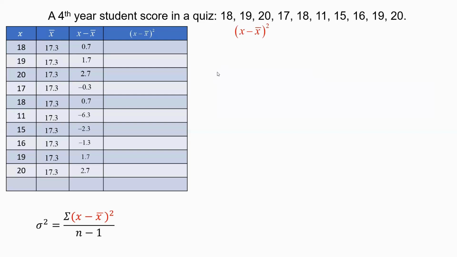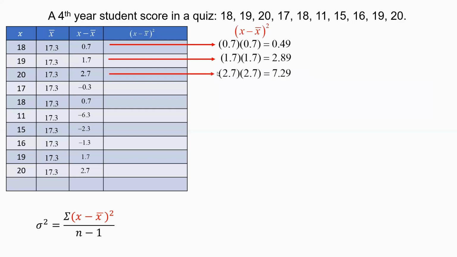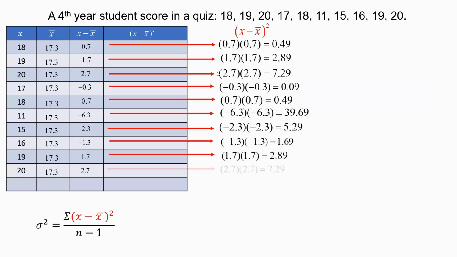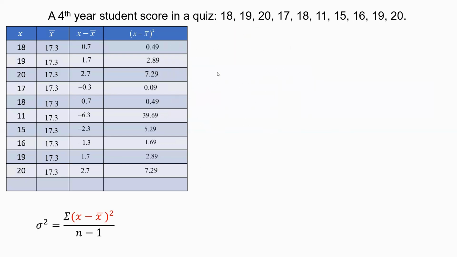So we are going to take 0.7 times 0.7. Okay, so that is equal to 0.49. The same thing we are going to do with the second row, 1.7 times 1.7. So that is equal to 2.89. The same thing, 2.7 multiplied by 2.7, that is equal to 7.29. You will do the same thing until you meet the bottom part. Okay, now rewrite it in the fourth column.